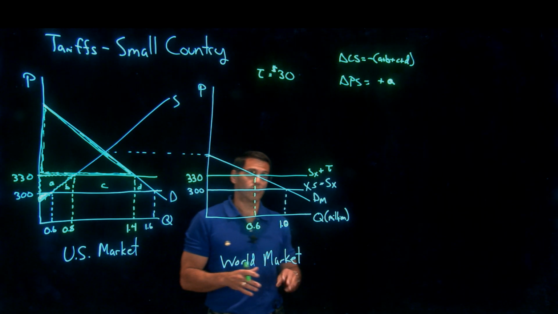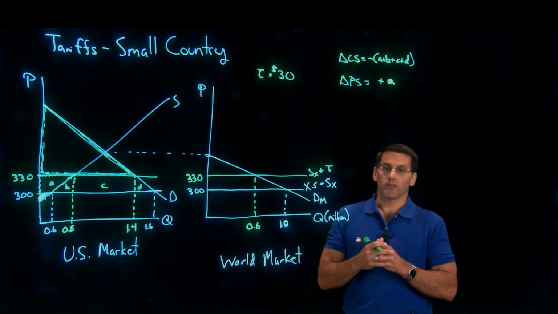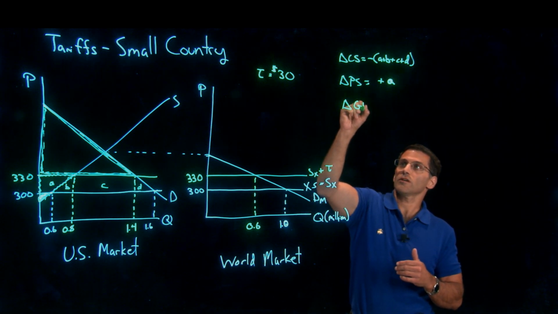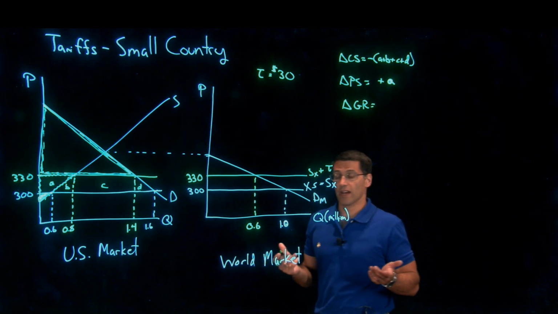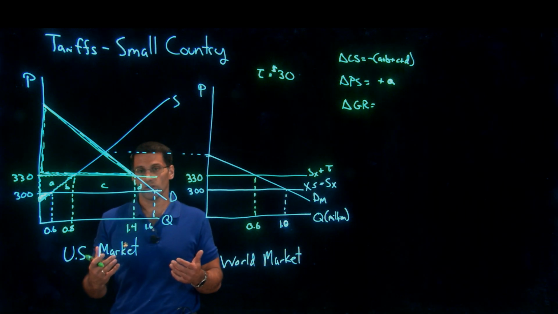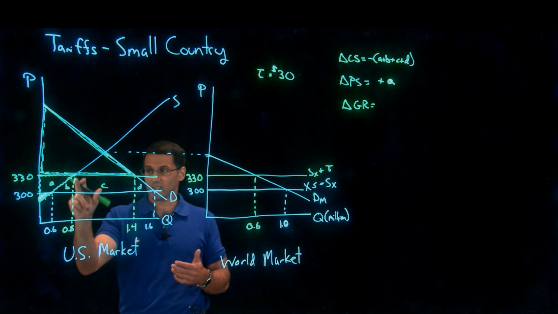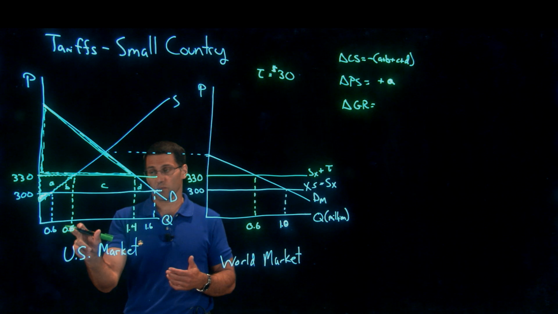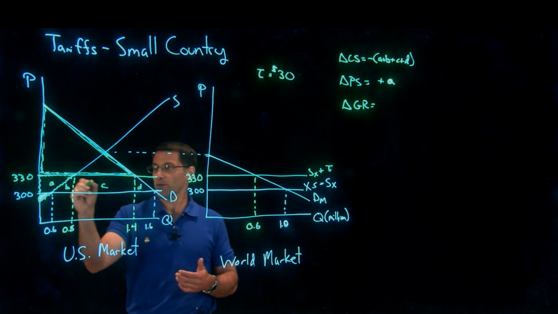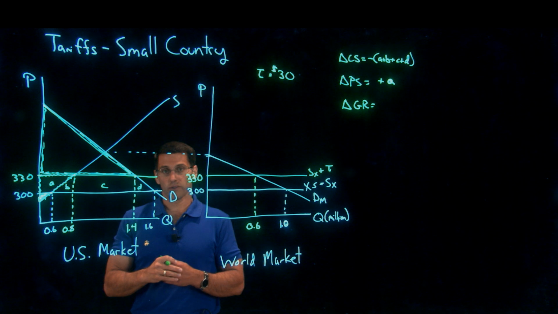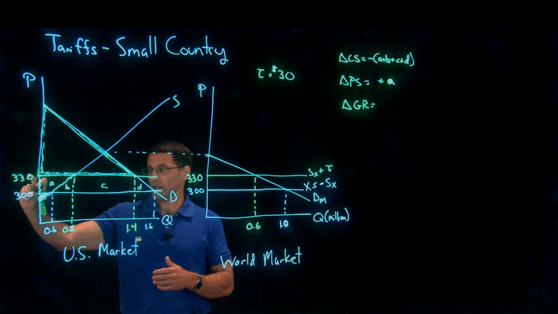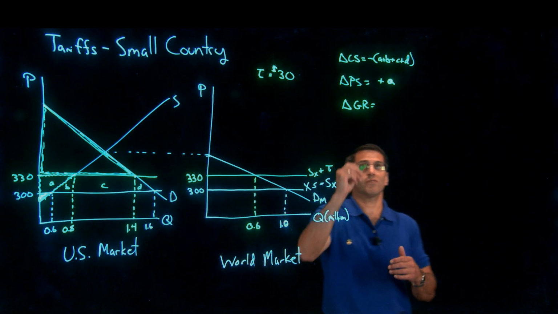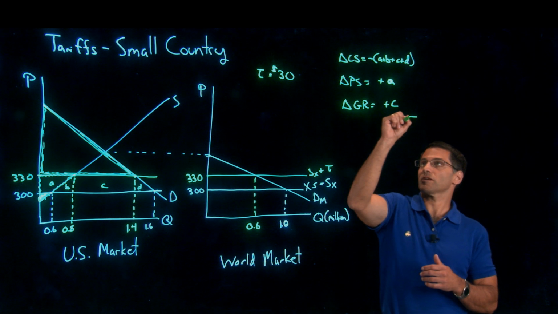Now there's a third group, or a third area that we have to be concerned with, and that is the government, or the government revenue. A tariff is just a tax. The government is collecting tariff revenue, and that area is given by C. 1.4 minus 0.8, that difference between quantity demanded and supplied at this new price of 330, is the quantity of imports. And the U.S. government is collecting $30 on each of those 600,000 bicycles. So they are gaining revenue equal to area C.